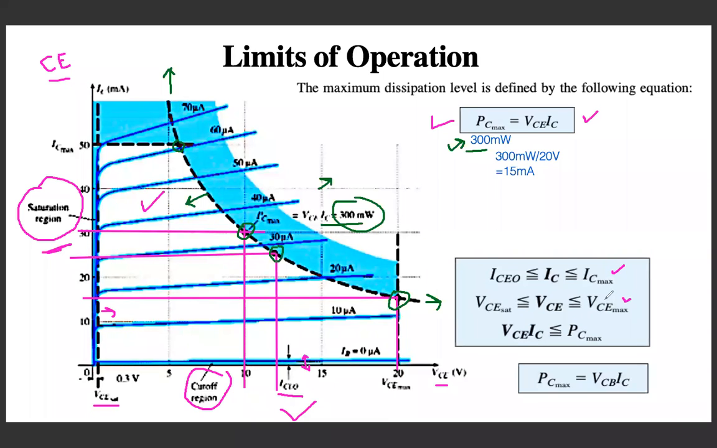VCE max. ठीक है, minimum values will be decided by the saturation voltage VCE saturation right here, and for current it will be collector to emitter current, and we keep the base open, that is ICEO. ये जो आपका यहाँ पे दिया. So if we keep the biasing voltages and biasing current in this particular range, then we will limit the operation of the transistor into the active region, that is this particular region.